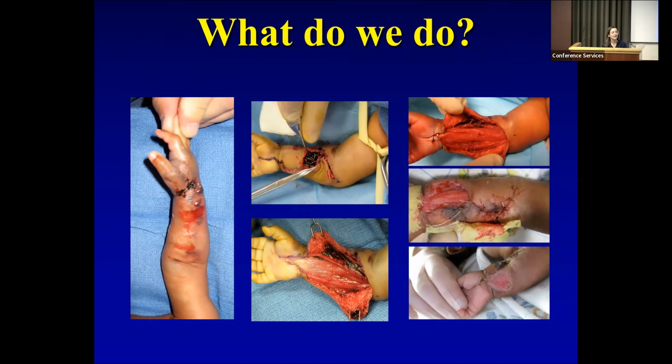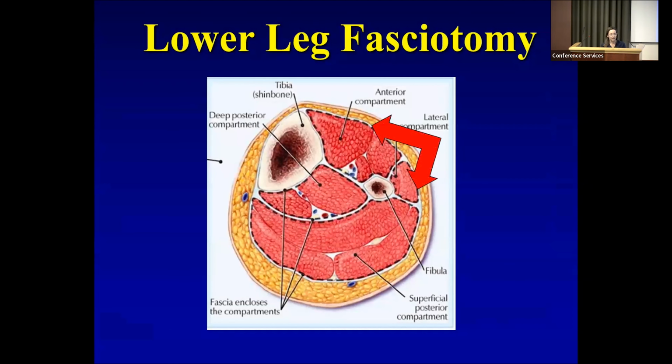So we're releasing that fascia, that casing around the muscle, so that the muscle has room to breathe. They typically require very large, extensive incisions so that we can completely decompress the whole fascia along the muscle compartment. In the lower leg, typically we do that through 2 incisions.